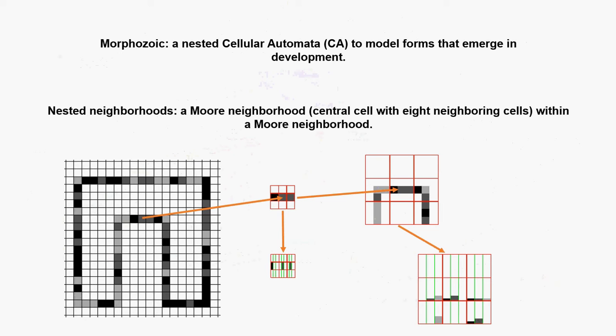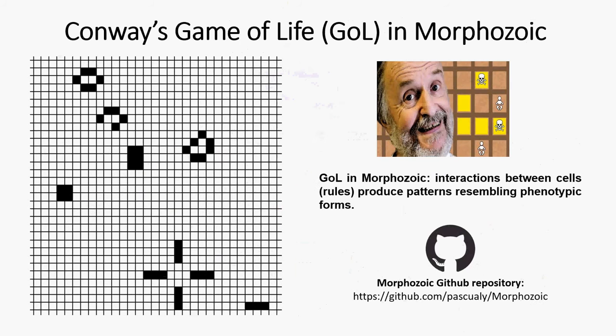Now we switch gears to something that Tom Portegys will give a talk on in one of the tutorials, which is Morphozoic. This is a nested cellular automata, which we can use to look at pattern formation in a developmental context. So in his case, we have what we call nested neighborhoods, which are neighborhoods of different sizes nested in one another. And what you can do with Morphozoic, you can download it from GitHub, and you can run something similar to Conway's Game of Life, where you look at the interactions between cells, and they produce patterns representing phenotypic forms.